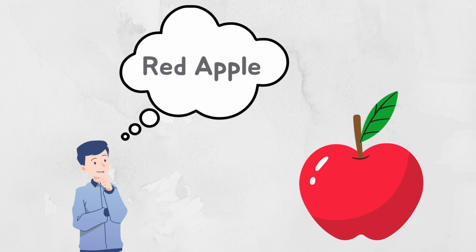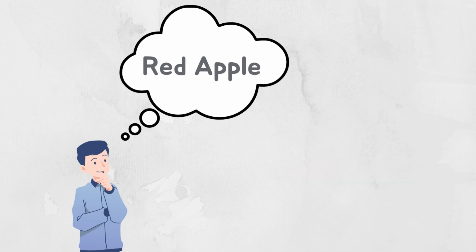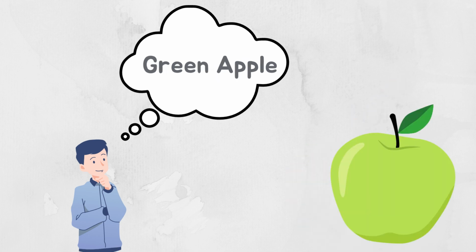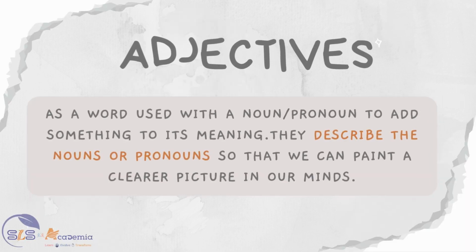By using the adjective red, we can describe the color of the apple so that we can picture a red apple in our mind. If we say green apple, the other person can picture a green apple in his mind. That is what adjectives do. They describe the nouns or pronouns so that we can paint a clearer picture in our minds. So we may define an adjective as a word used with a noun or pronoun to add something to its meaning. Take a look at this sentence.